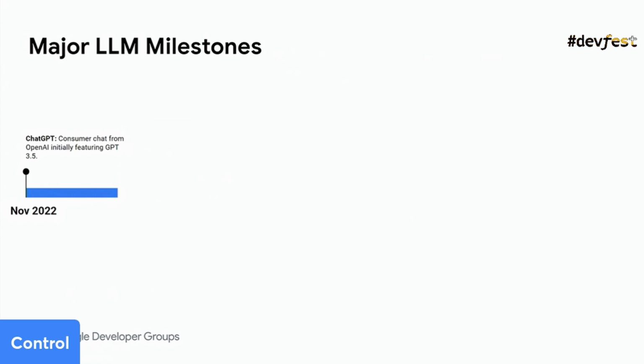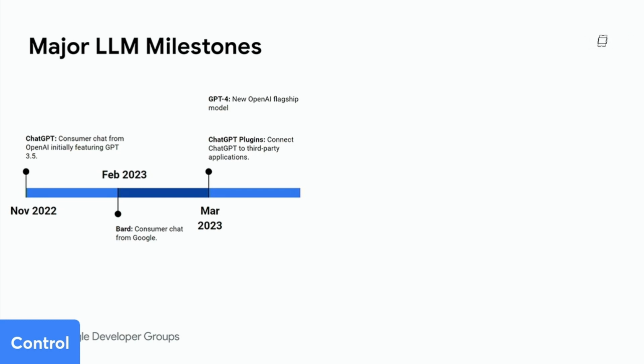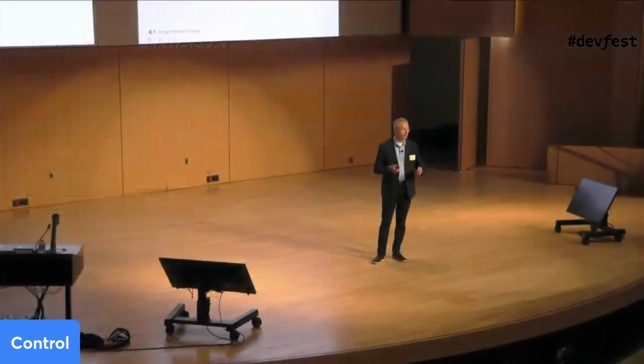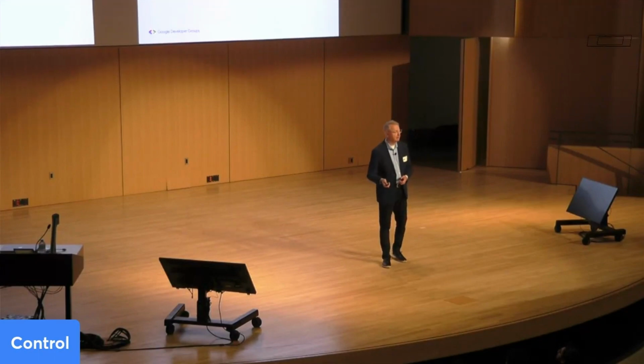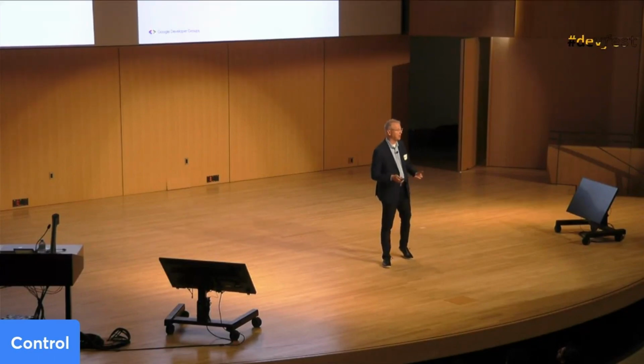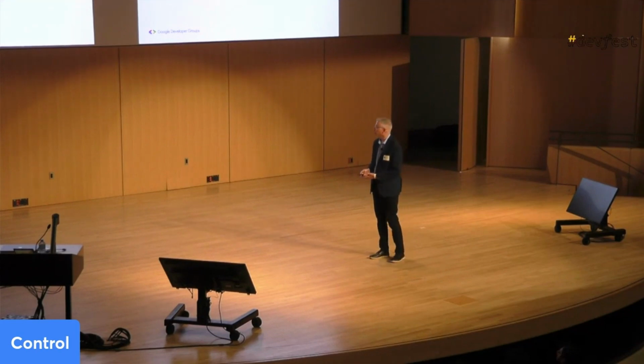So looking at what's happened last year, the big thing, the big bang, November of 2022, ChatGPT comes out. In February, Google puts out Bard, the consumer chat model. And this is important. I'll talk about it a little bit later, the distinction between consumer and enterprise. In March, GPT-4, which is OpenAI's new flagship model, comes out, along with plugins. So I mentioned before the ability to have an LLM call out to an API. So plugins, that's the framework that OpenAI provides for that.